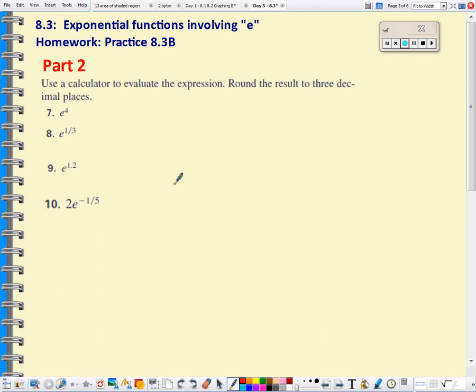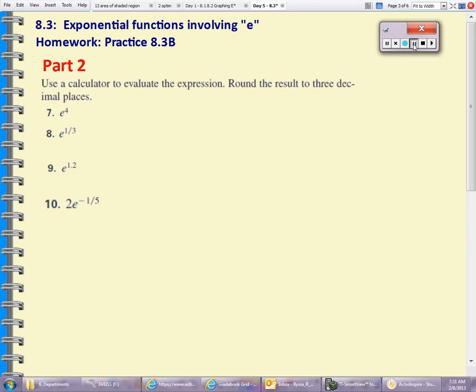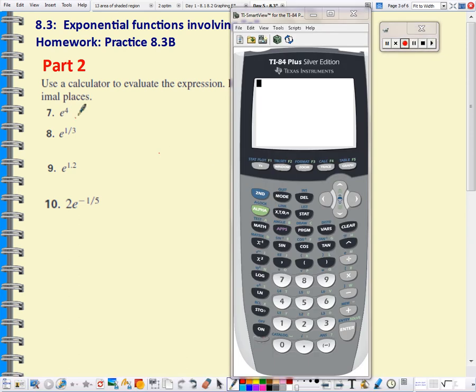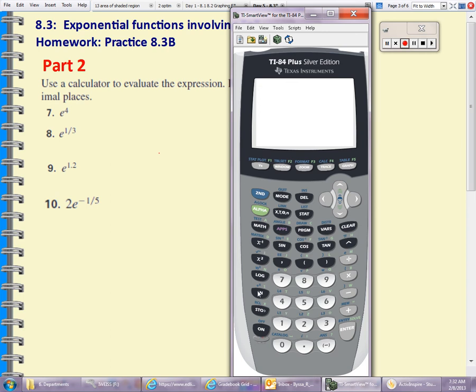Now there is a button for e on our calculators. So take out your calculator now. When I want to calculate e to the 4th, e is right above the button that says ln near the number 4. I'm going to press second ln button and I get e with the exponent. 4, enter.